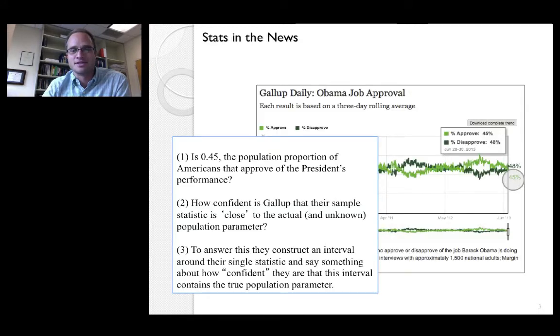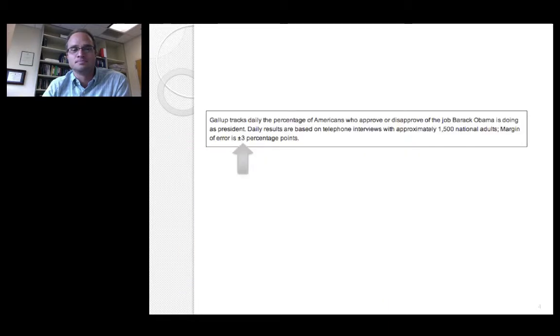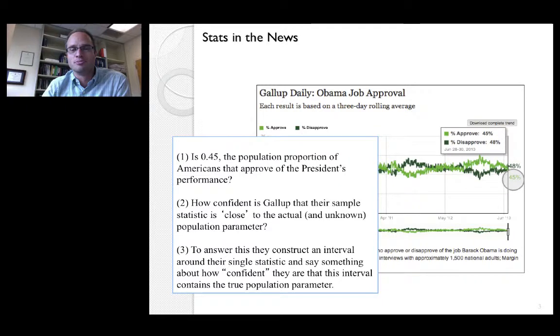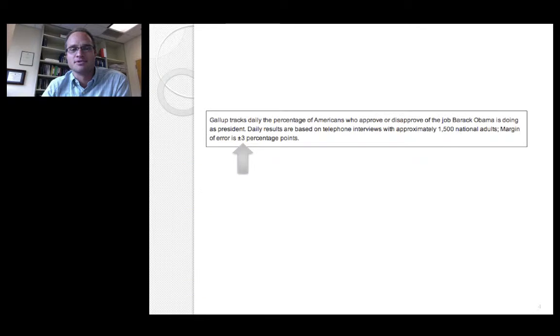Right? So what Gallup is actually saying at the end of the day is that they're 95% confident that the true population proportion of Americans that approve of Obama is plus or minus 3 percentage points. So that would make it between 42% and 48%.